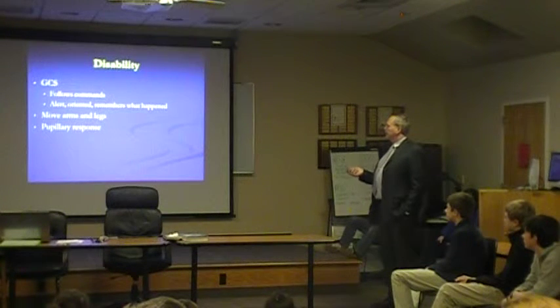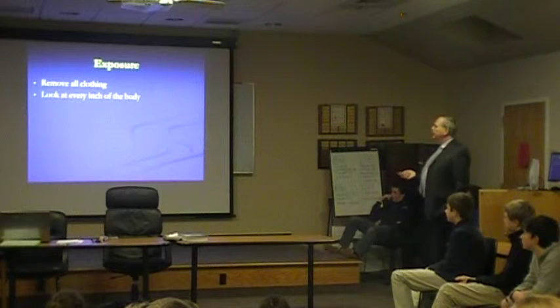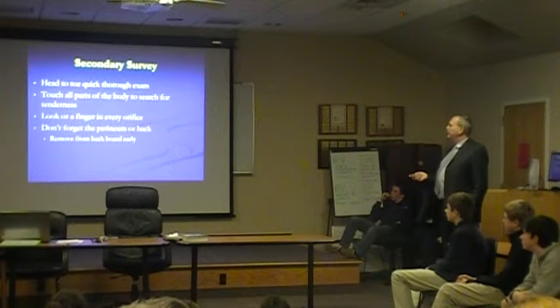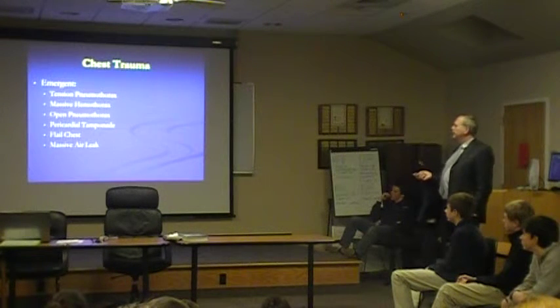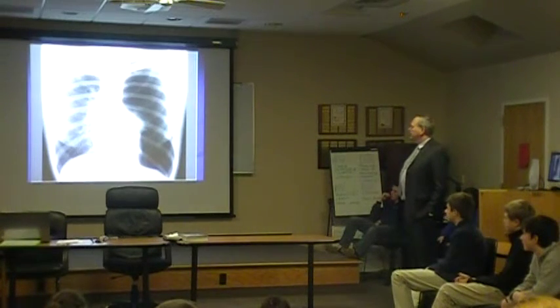Disability we talked about, we checked their Glasgow Coma Scale, that's when they move arms and legs. We want to remove all the clothing and things like that. And so, chest x-ray. So, tension pneumothorax, massive pneumothorax. We just show some pictures.